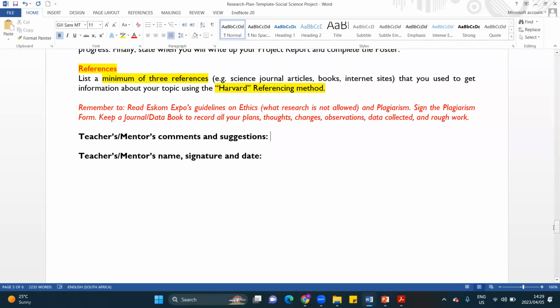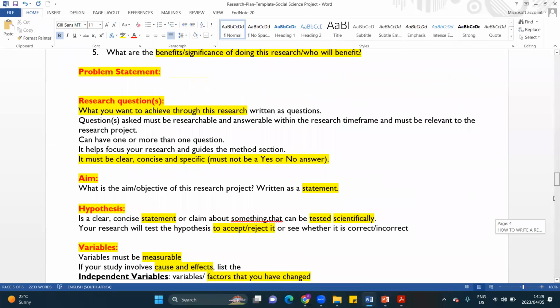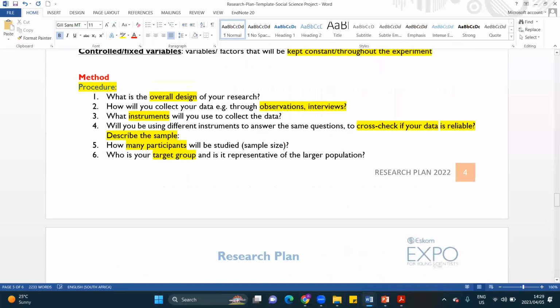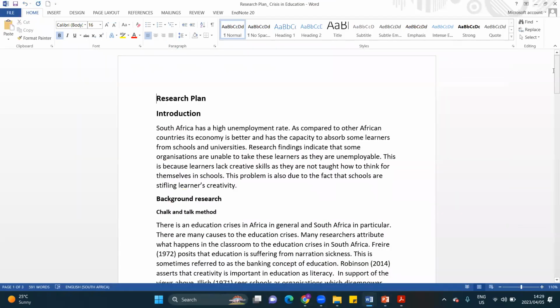Are we good with the template? Is everybody understanding the template of the research plan? Yes. All right, I take that as a yes. Okay. I want to now move on to an actual template of an actual research plan that was done by a learner.